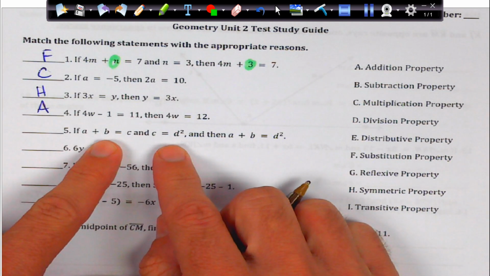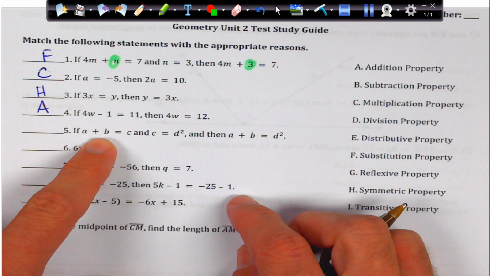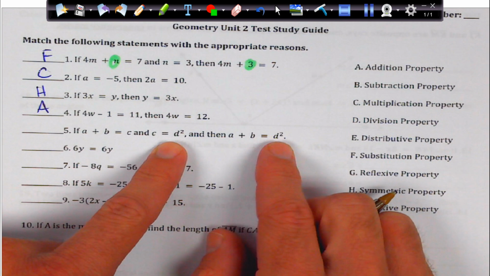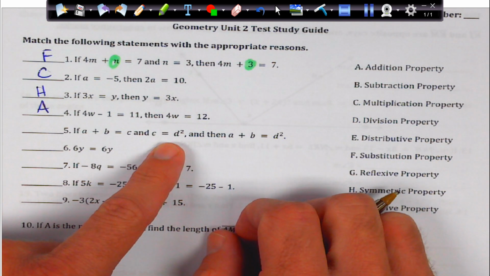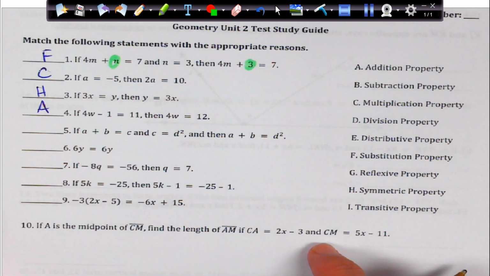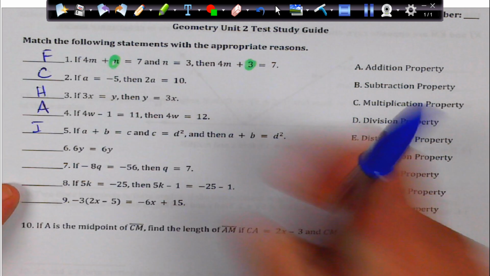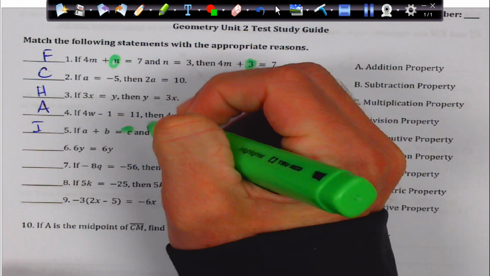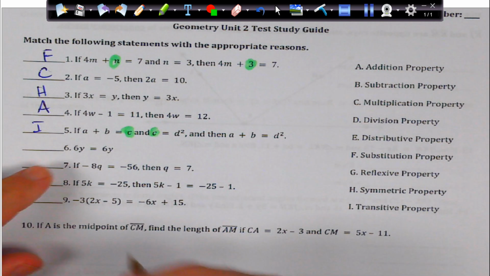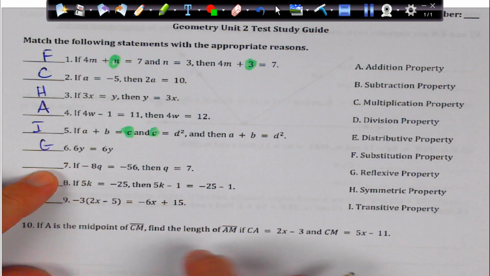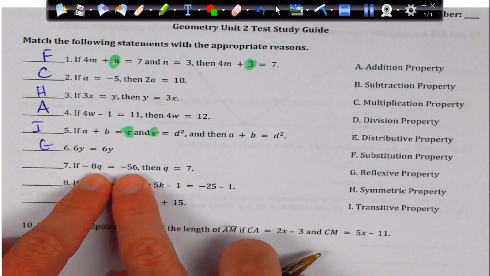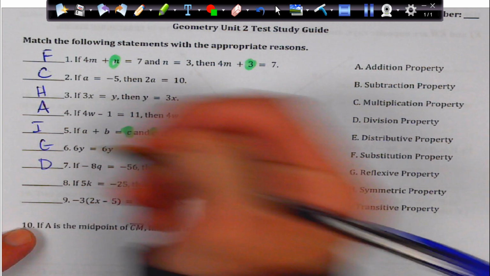Here, we have a plus b equals c, c equals d squared, a plus b then equals d squared. We could argue this is transitive because I'm setting them equal to each other, and this appears most likely to be transitive property. That tying piece is they both equal c, so we can set the two equations of a plus b and d squared equal to each other. 6y, that's reflexive property. Here it looks like I have the negative 8, and now it's gone. And I had negative 56, and now it's 7, so I must be dividing both sides by negative 8.